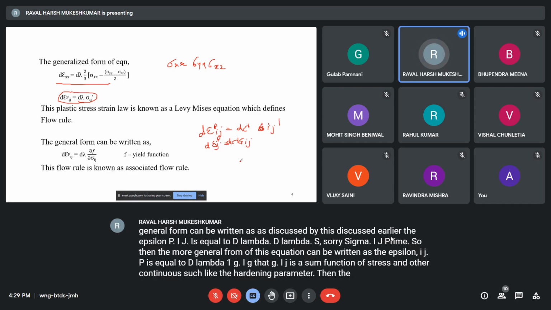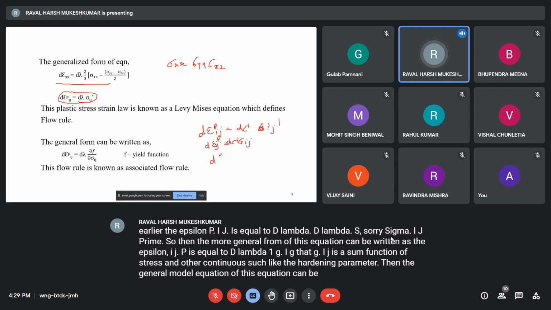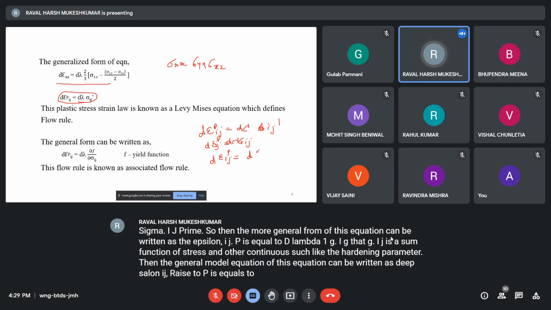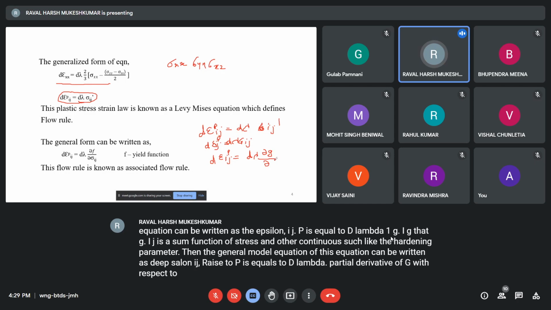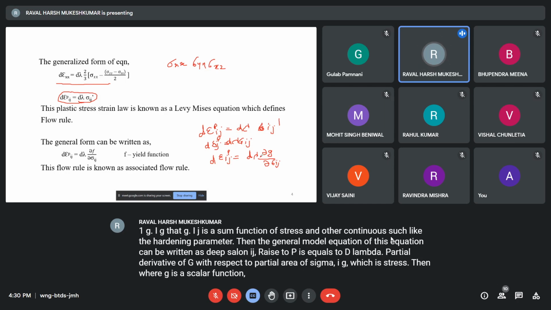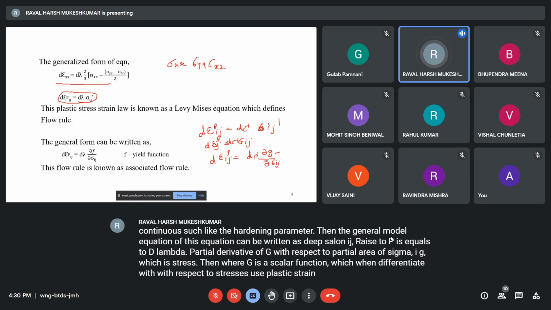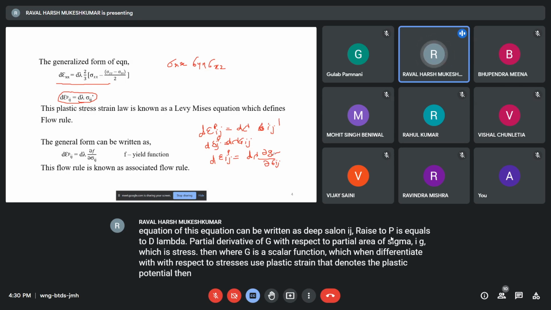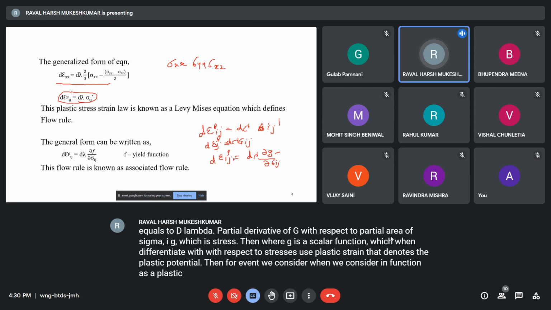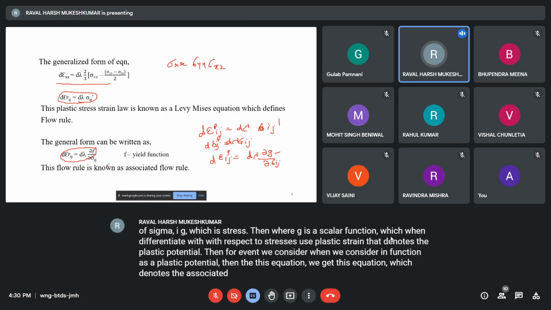Then the general form of this equation can be written as d epsilon ij raised to p is equal to d lambda times the partial derivative of g with respect to the partial derivative of sigma ij, which is stress. Here g is a scalar function which, when differentiated with respect to stresses, gives plastic strain, and that denotes the plastic potential. When we consider the yield function as a plastic potential, we get this equation which denotes the associated flow rule.